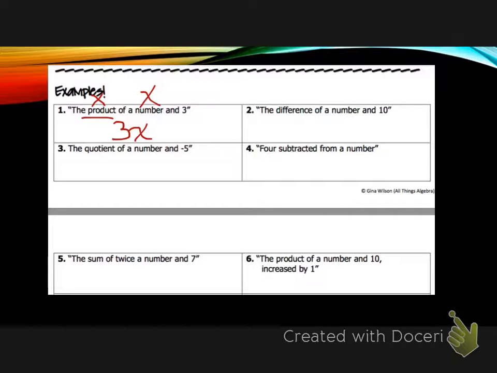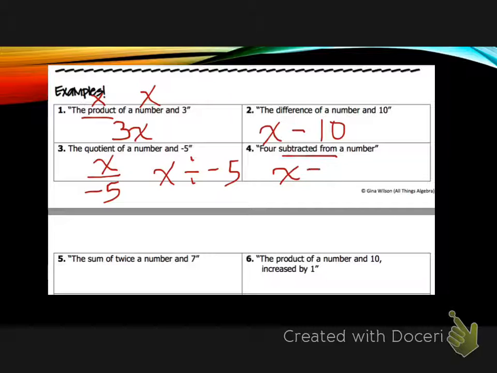So if you're looking at number 2, the difference of a number and 10. So difference is telling us subtract a number and 10. Quotient, telling us dividing, of a number and negative 5. Or that could have been written as x divided by negative 5. But a lot of times in algebra you see it written as a fraction. 4, subtracted from a number. Remember, this is one of those turnaround words. Subtracted from. So it's going to be x minus the 4.